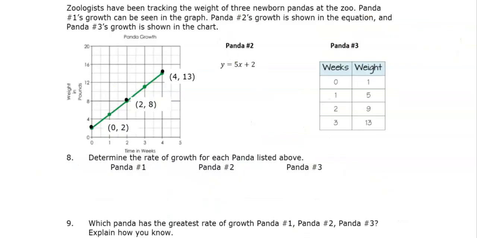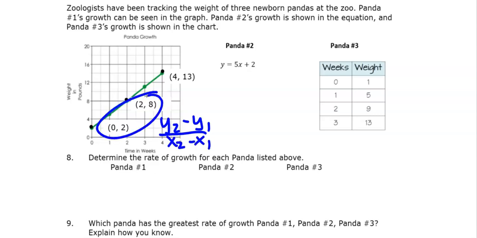On the back, this question talks about a zoologist tracking the weight of 3 newborn pandas. You'll notice you've been given a graph, an equation, and a table. And you're going to compare their rates of change. And since this is a story, the change is growing. So we're going to compare the rates of growth for these 3 pandas. Panda number 1, which is shown here in the graph, the rate of change can be found by calculating the rise and run, or by using this rate of change formula.